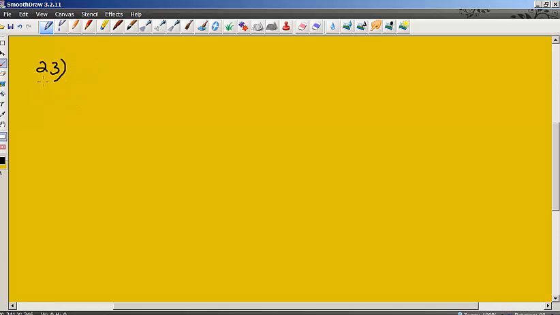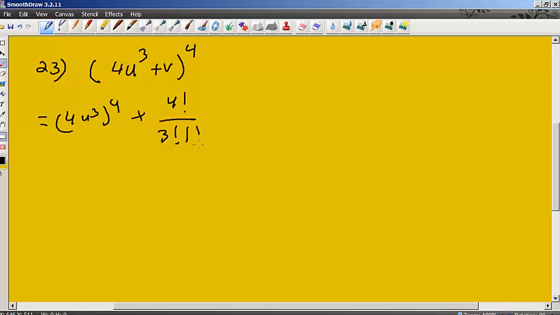23. 4u to the 3rd plus v to the 4th. Alright, so I have to expand this. I'm going to have a 4u to the 3rd, it'd be to the 4th power. That starts it. And then next term is going to be 4 factorial over 3 factorial times 1 factorial.